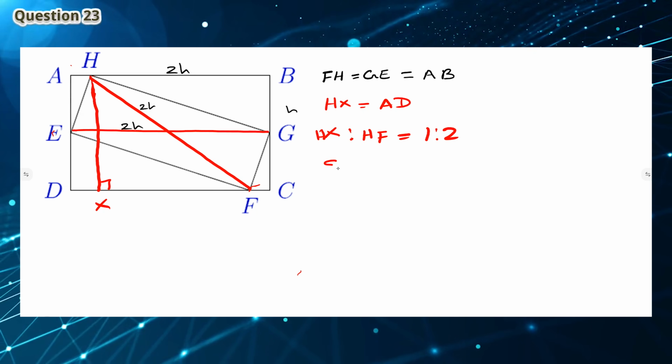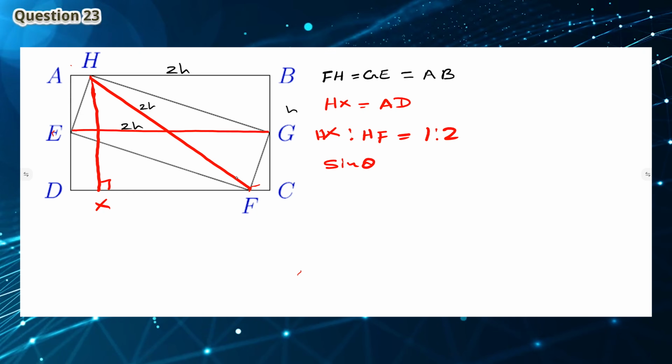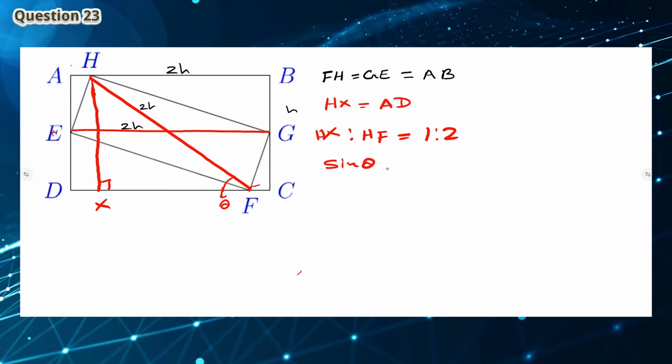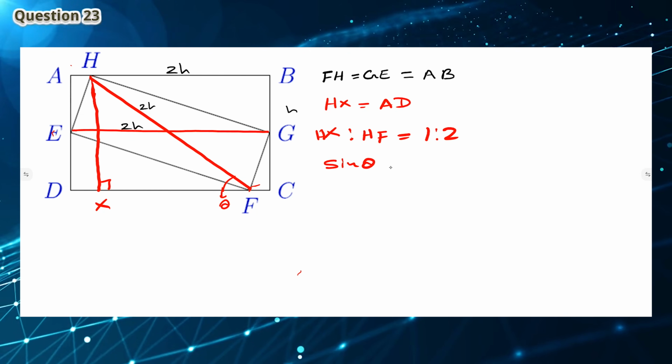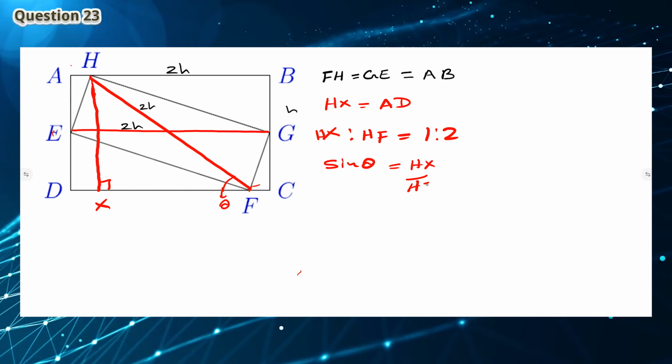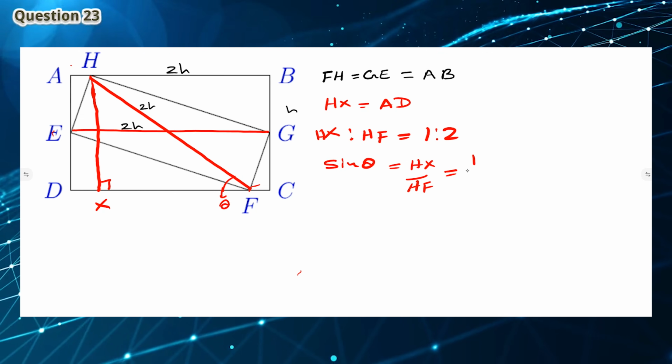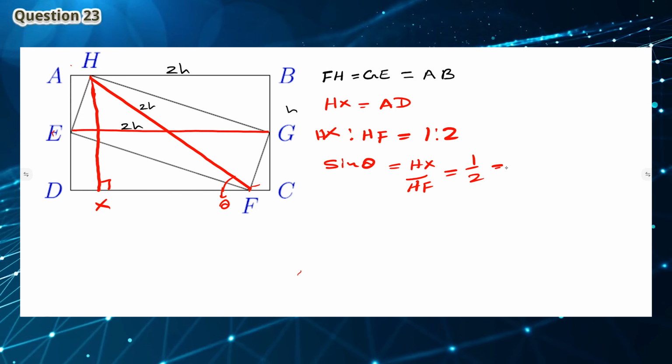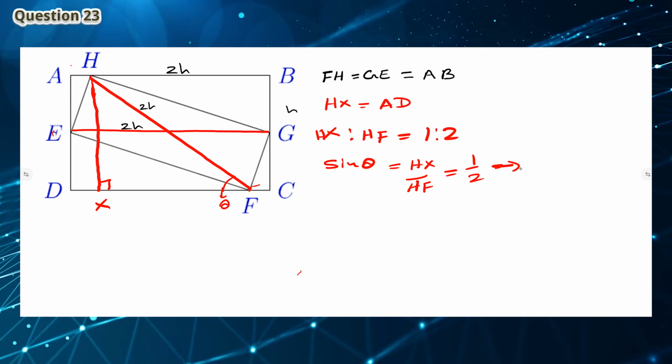We can mark the angle XFH as theta. This means that sin theta is HX over HF, which is equal to 1 over 2. So theta is 30 degrees.